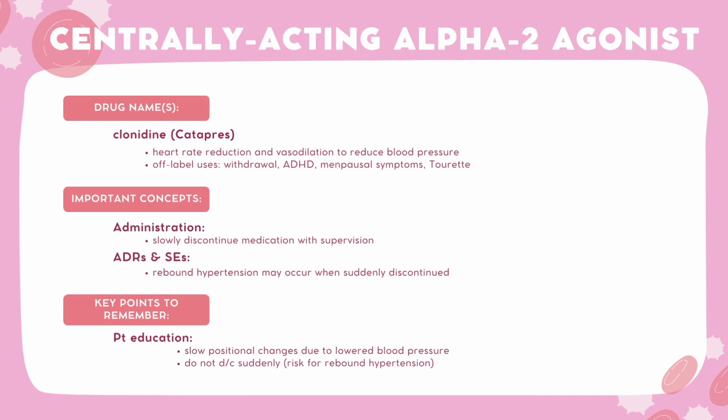Clonidine is also used to increase cardiac output by reducing heart rate and promoting vasodilation that lowers blood pressure. This medication is centrally acting and has been found to have other uses, such as in the off-label treatment of drug and alcohol withdrawal, ADHD, hot flashes, and Tourette syndrome. If the patient is discontinuing this drug, the process should involve tapering over time. A sudden discontinuation can lead to severe rebound hypertension to manifest.